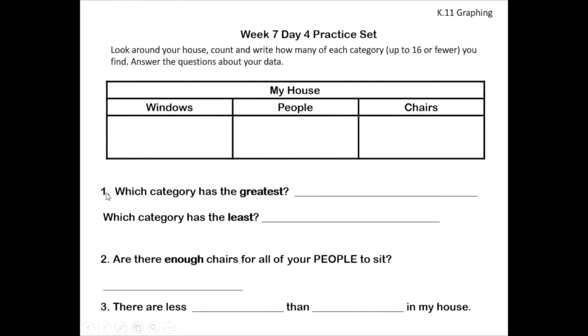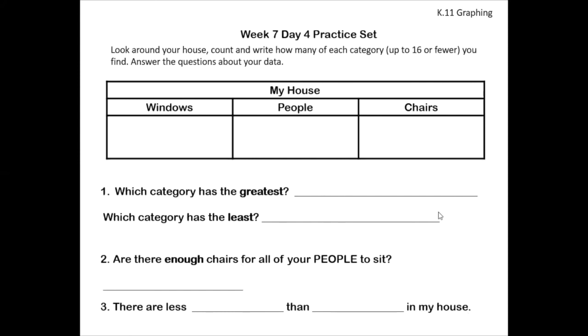Number 1. Which category has the greatest? And it also says which category has the least. So you're looking for greatest and least category. Number 2, are there enough chairs for all of your people to sit? And number 4, there are less blank than blank in my house. So that is your practice set.